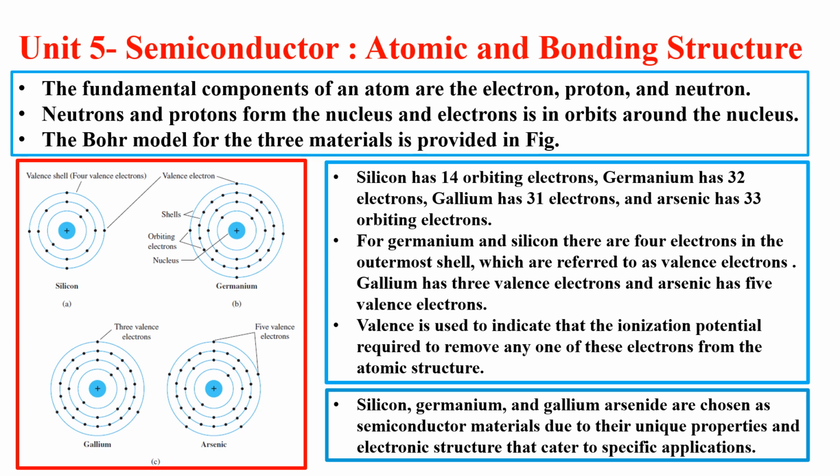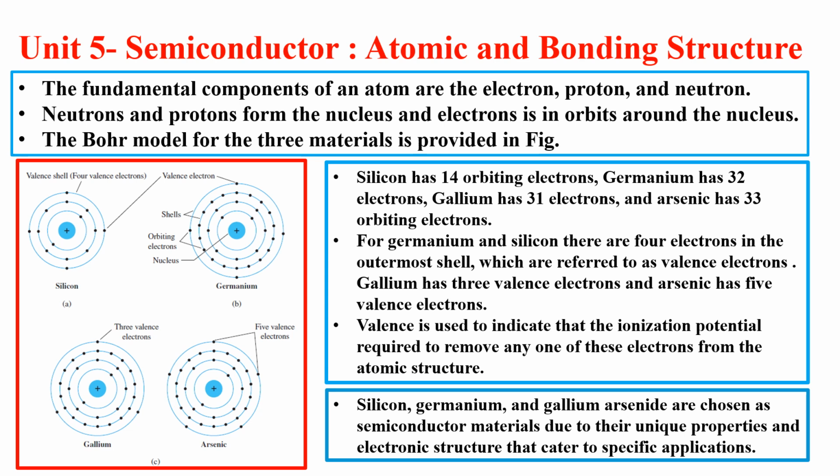The Bohr model of these semiconductor materials is shown in the figure, where silicon has 14 orbiting electrons, germanium has 32 orbiting electrons, gallium has 31 orbiting electrons, and arsenic has 33 orbiting electrons. Keep in mind that the same arsenic used in semiconductors is a very poisonous chemical agent.